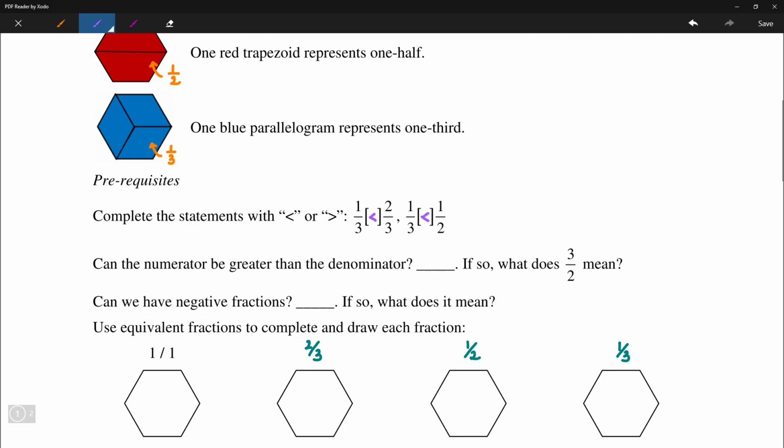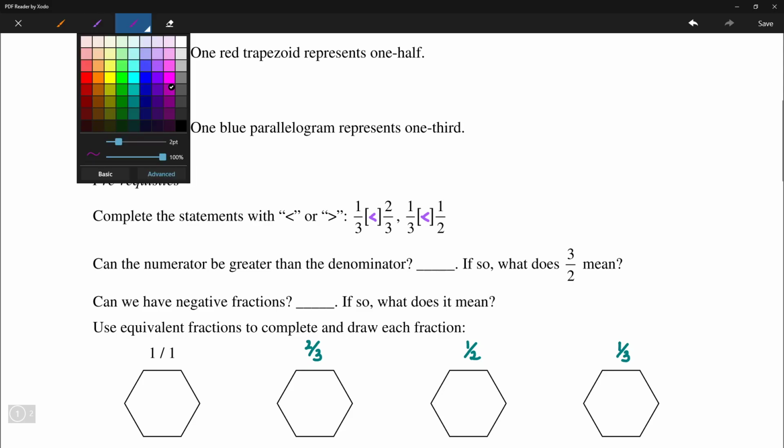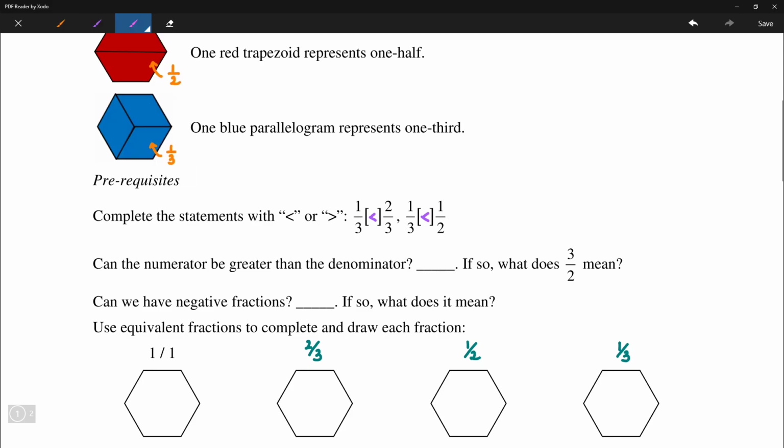Next question, can the numerator be greater than the denominator? The answer is yes. And the question then is, what does 3 over 2 mean? This is, of course, an improper fraction. And 3 over 2 is equal to, well, there's 1 and then 1/2.